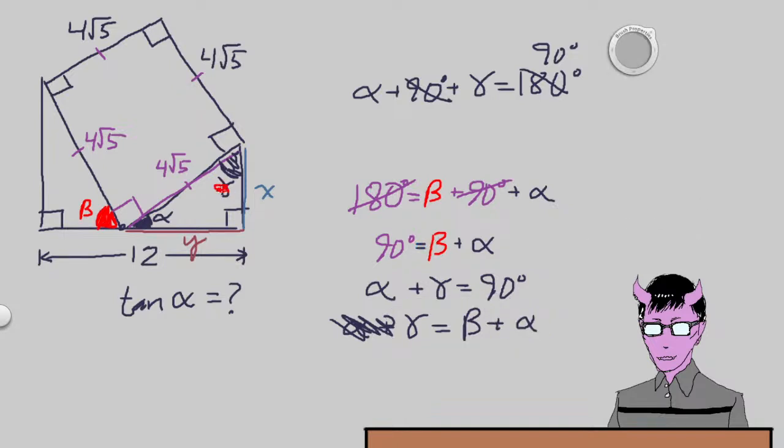Which means we don't have to call this one gamma, we can call this one beta. And all that nonsense, what was that for? Well, since that is beta, then this one should be alpha. Because again, this angle, before we denoted it as alpha, since this one plus this one should be equal to 90 degrees, sum of interior angles, then we can say this one is also alpha.